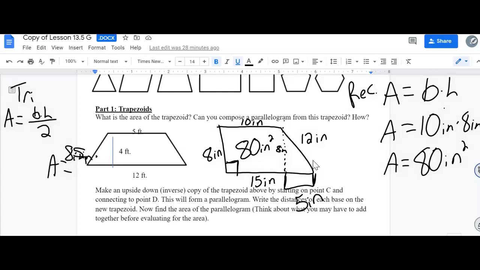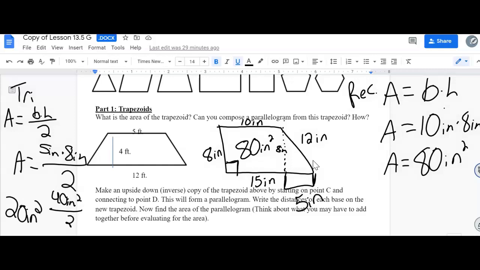Divide by 2. What is the area of our triangle? Sejal. Perfect. 20 inches squared because we get 5 inches times 8 inches to get 40 inches squared. Divide by 2, 20 inches squared.